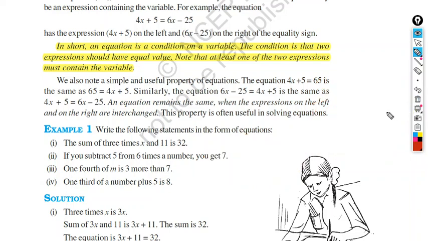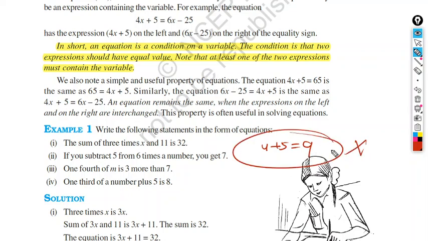Now again, see, can we say this is an equation? Suppose 4 plus 5 equal to 9. Can we call it an equation? We can't. Why? It has an equality sign, it has LHS and RHS, LHS equals RHS, and the values of LHS and RHS are the same. But one thing is missing here. What? Yes, a variable.